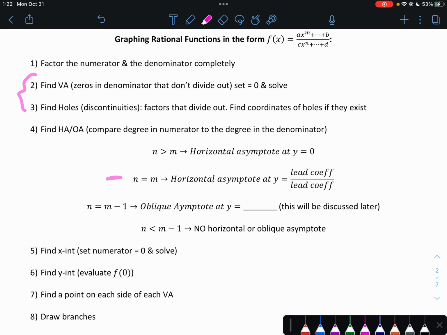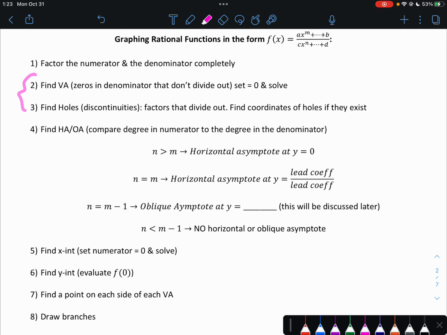If the numerator and denominator's degrees are the same, we say it's leading coefficient over leading coefficient, and you reduce that fraction. If the numerator is 1 more than the denominator, it's going to be an oblique asymptote, and we do that by long division. We'll talk about that next. And then if the numerator is 2 or more greater than the denominator, then there's neither oblique nor horizontal.